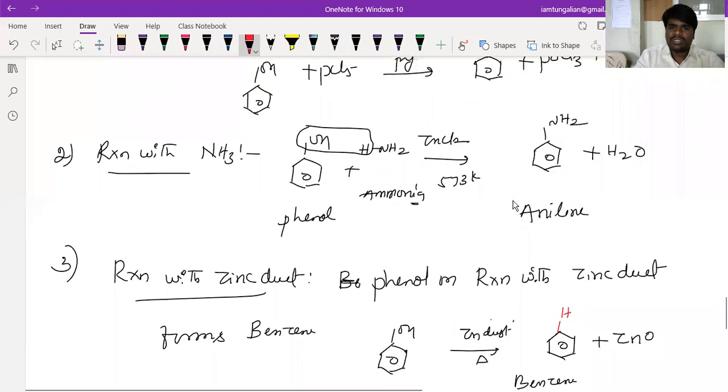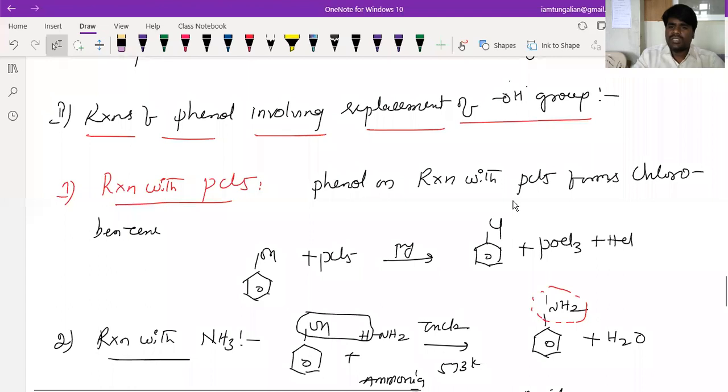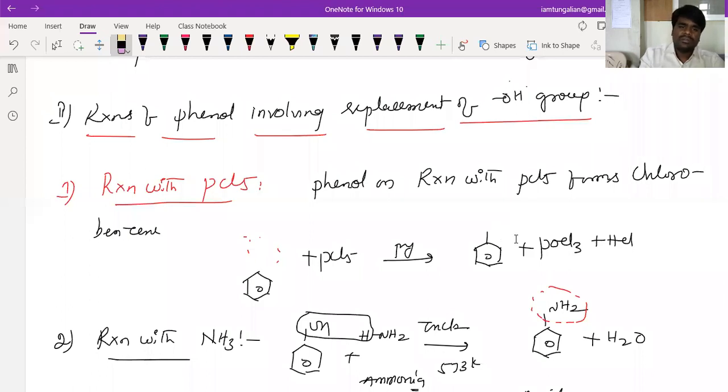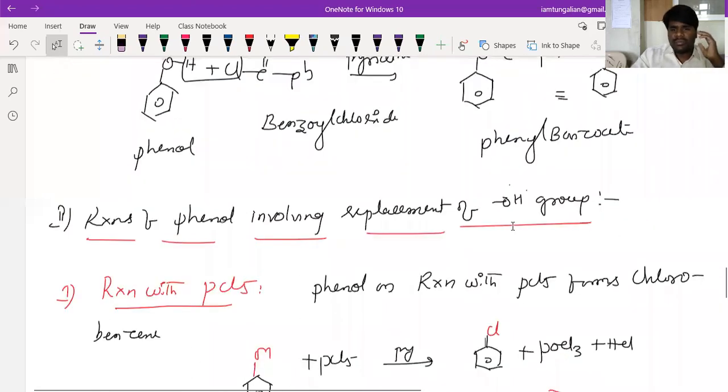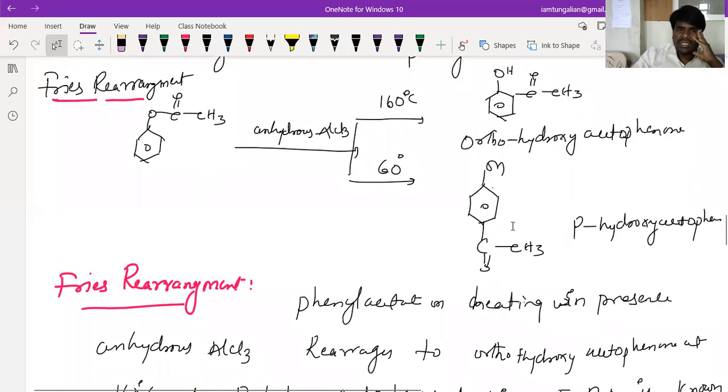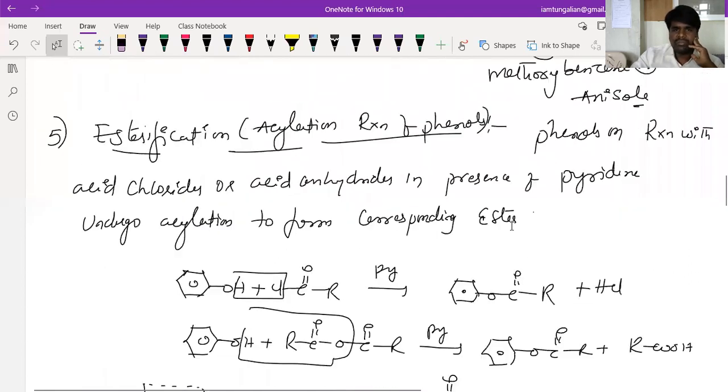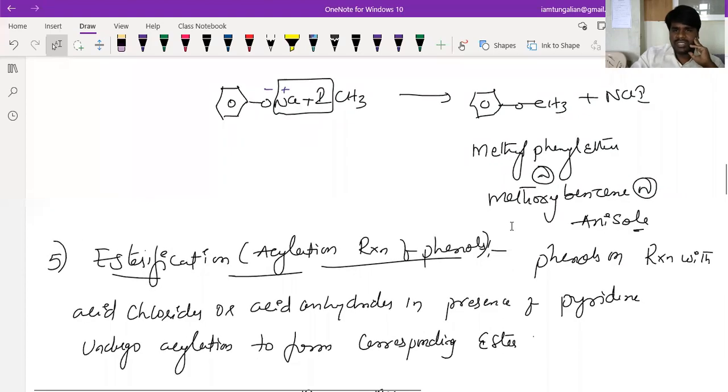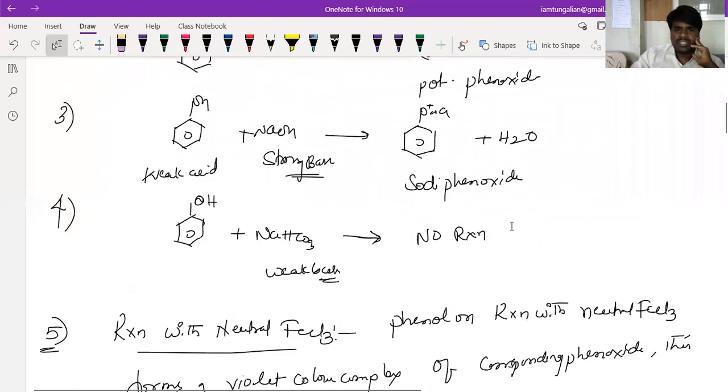Here OH is being replaced by the NH2 group, beta. So in all these reactions, what is happening? Here the OH group is being replaced by Cl. This is your OH, which has been replaced by Cl. These are all the reactions due to the replacement of the OH group, unlike the reactions due to the acidic nature, where H plus is being replaced.